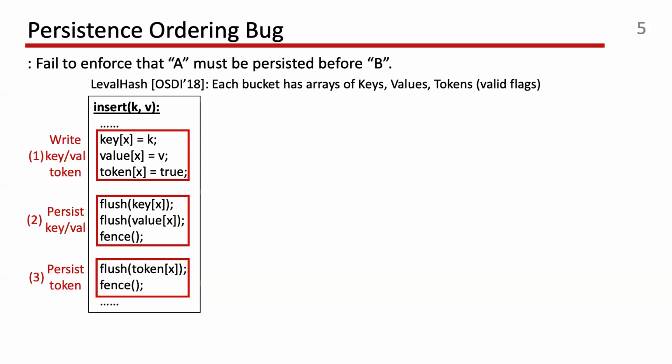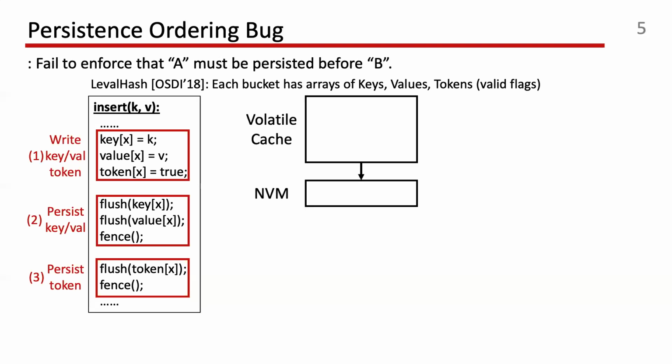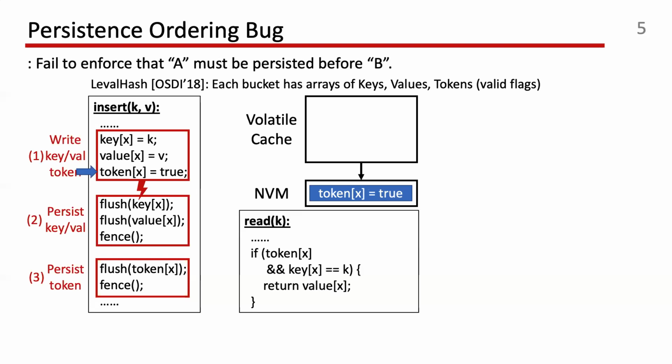However, it may incur a problem. Let's have an example here. After executing these three writes, it is possible that the token is evicted from the cache. If a crash happens then, after recovery, only the token is persistent, but the key and the value are not. If you look at the read code here, for reading, it checks the token to be valid first and then compares the key and returns the value, so users may read garbage values because the token is persisted, but the key and the value are not.